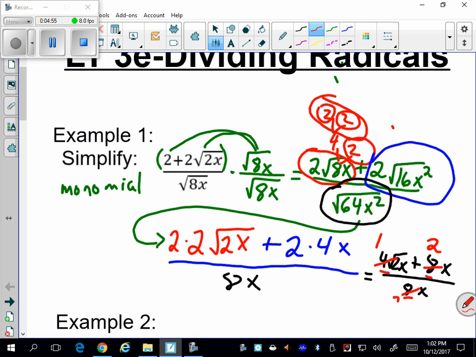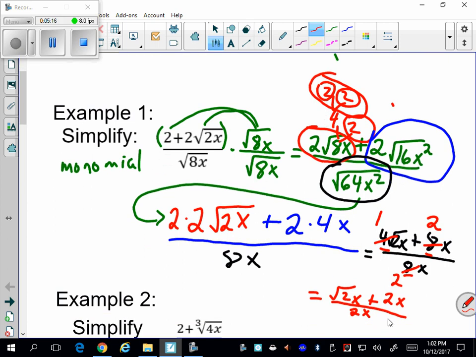So the actual final answer here, we have 1 times the square root of 2x, which is square root of 2x, plus 2x. Those are not like terms. The square root of 2x and 2x are totally different. And that's over 2x. And that's your final answer. Can't simplify anymore. You can't cross out the 2x's because there's addition here. You'd have to simplify both terms with 2x. You can't. So this is your final answer.